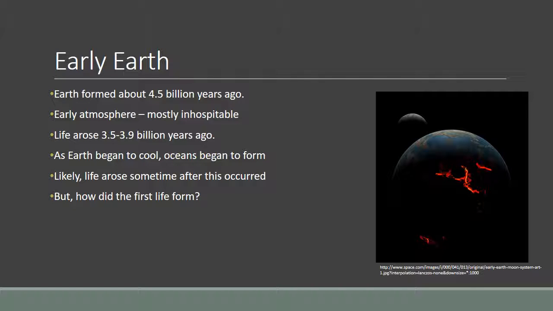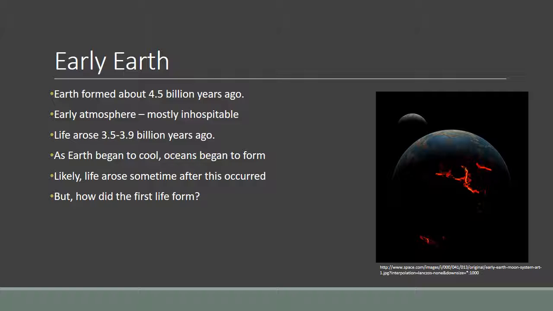So, the Earth formed about 4.5 billion years ago. This was estimated from radiometric dating of some of the oldest rocks. Earth's atmosphere at this time was mostly inhospitable. It mostly consisted of hydrogen and helium. It was very hot and there was no liquid water. This picture shows a rendition of the early Earth. And it wasn't until this atmosphere was replaced that life could potentially have been able to thrive on Earth.